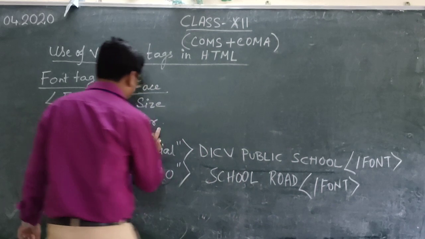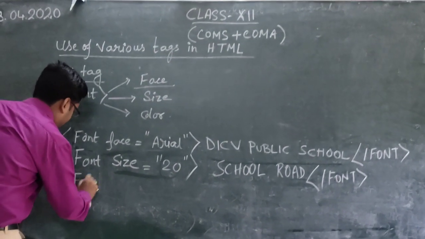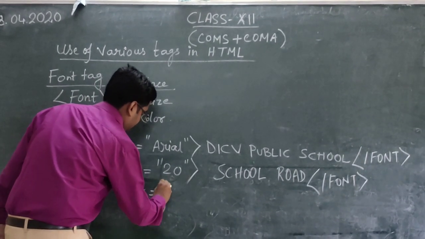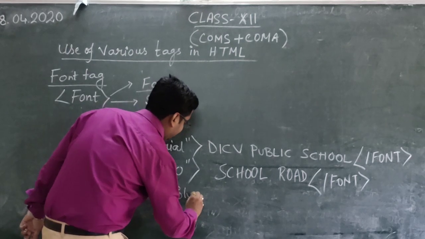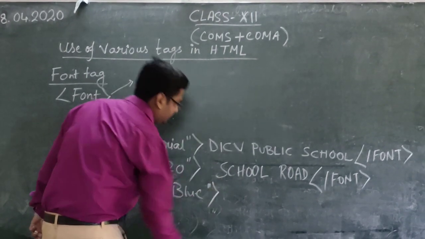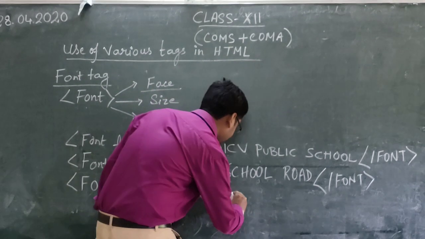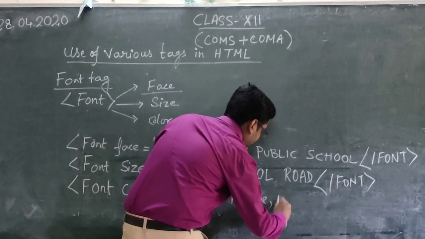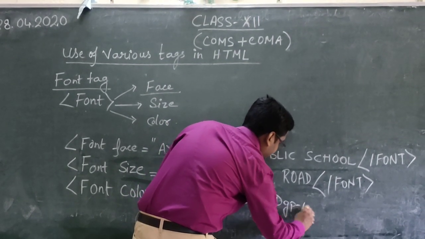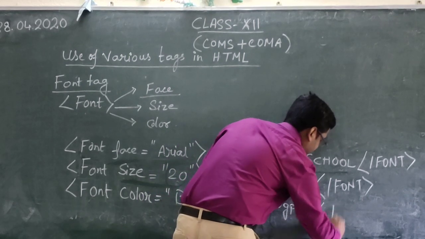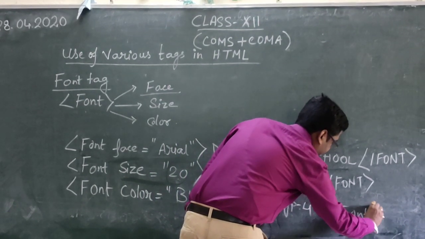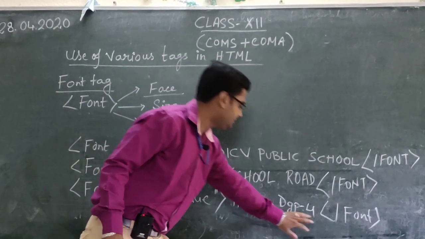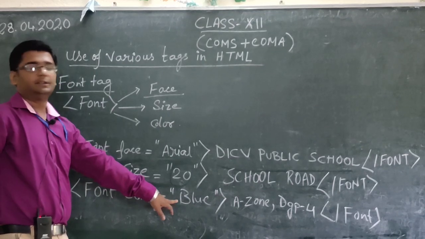Now the next attribute of font is color. So I am writing font color equals to blue, and I am writing my text Azone DGP4, and I am closing the font. So in this case the text Azone DGP4 will be displayed in blue color in my web page.